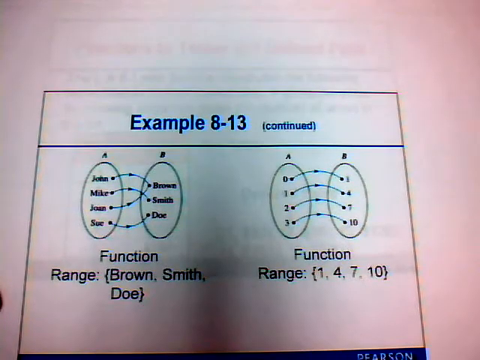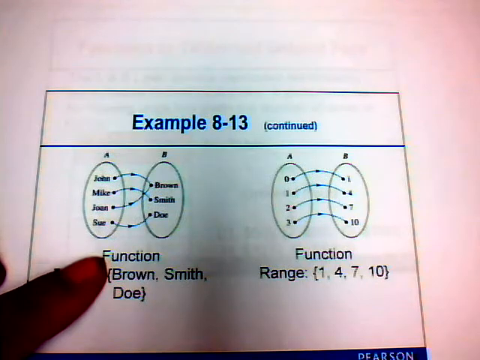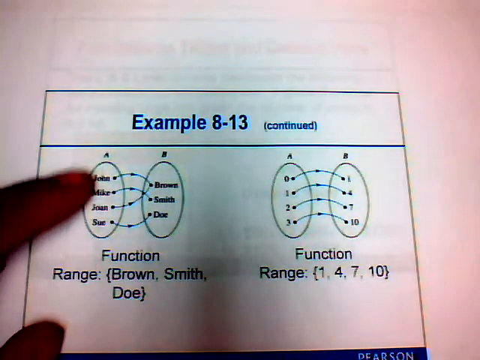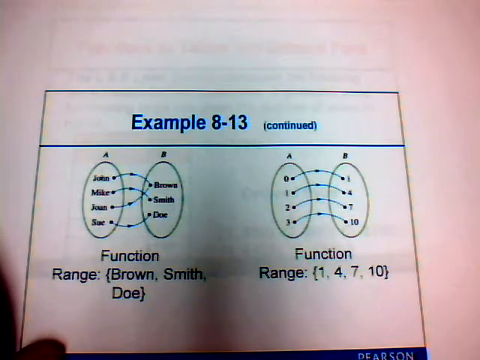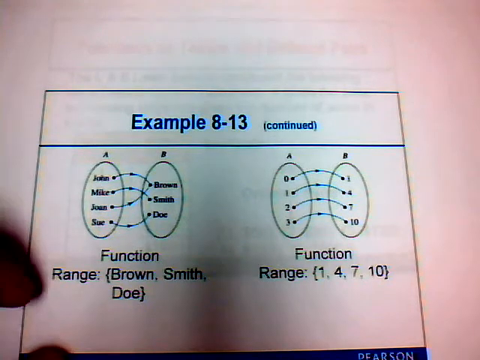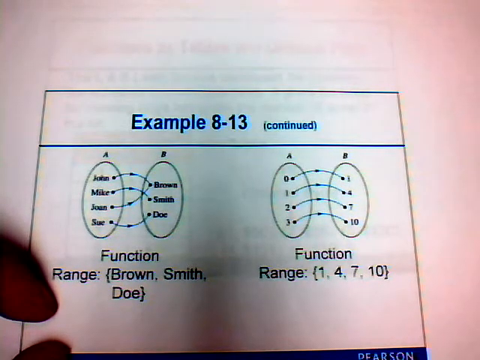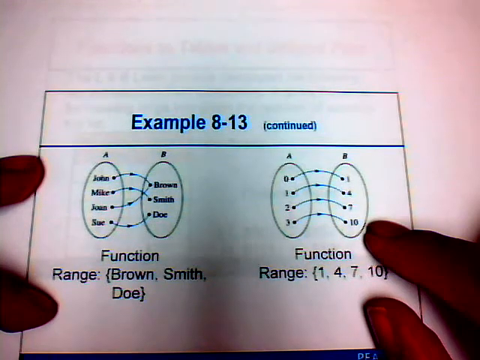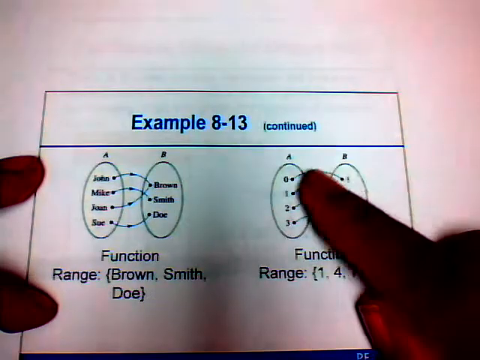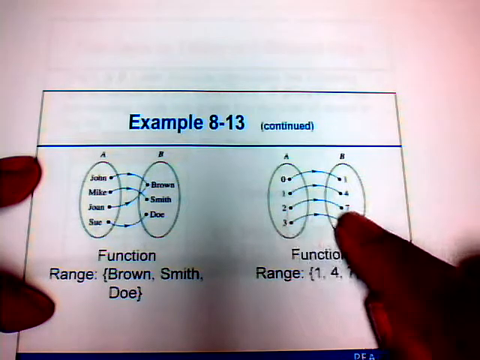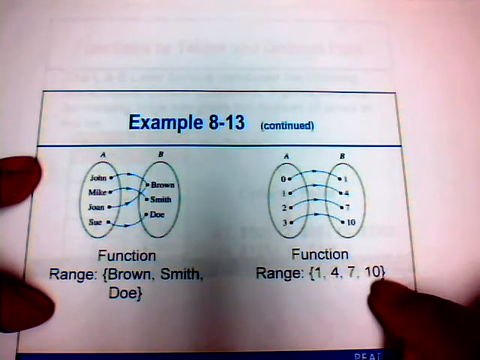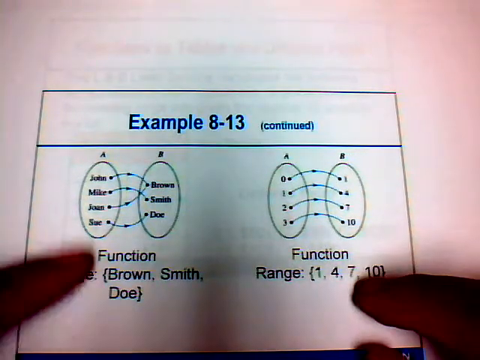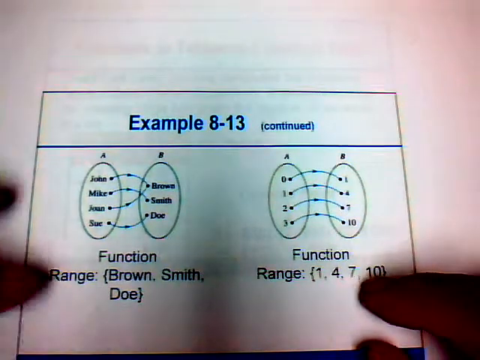Okay, here's more examples here. This also is a function because each name in the domain is paired with a last name in the range. And the one on the right side is also a function as well because each element in the domain is paired with only one element in the range. And the range here will be 1, 4, 7, and 10. And I forgot to mention the range over here will be Brown, Smith, and Doe.